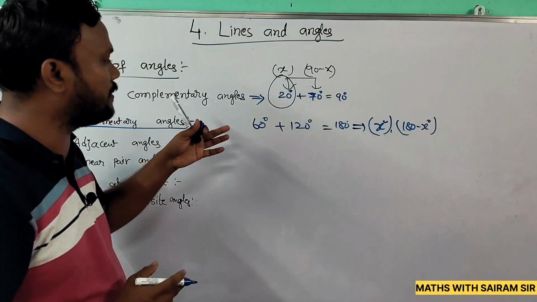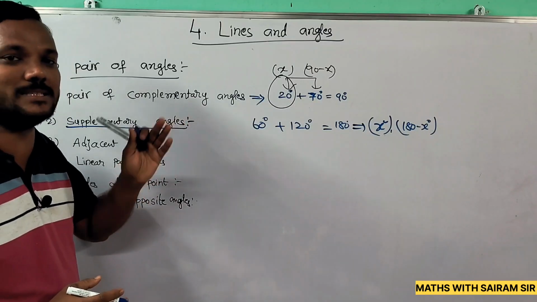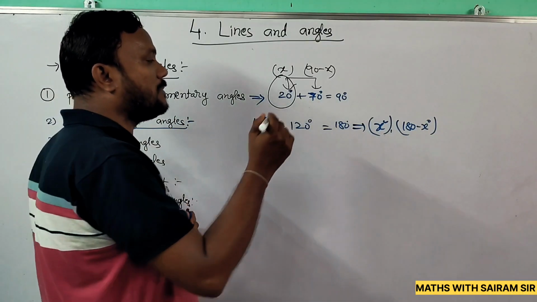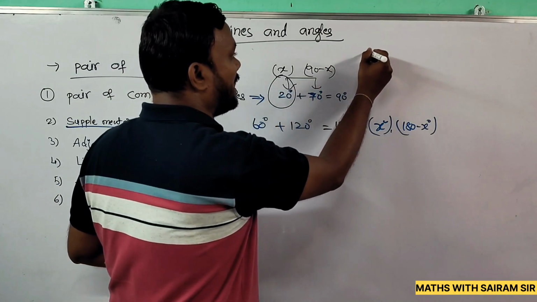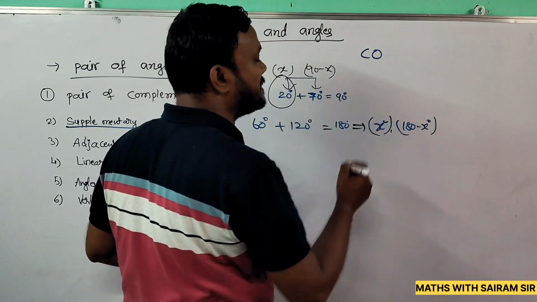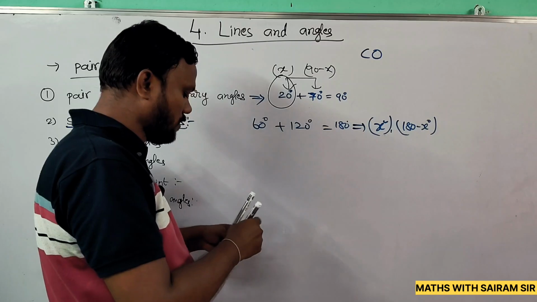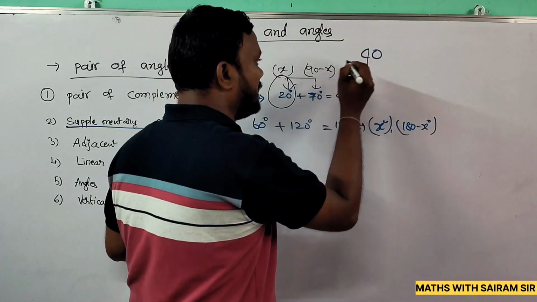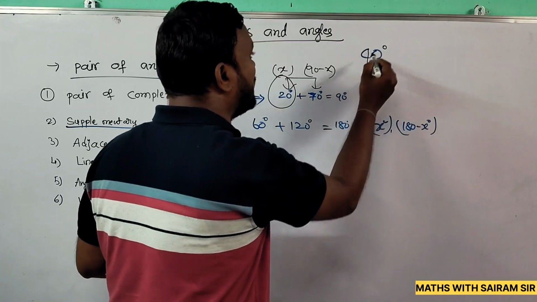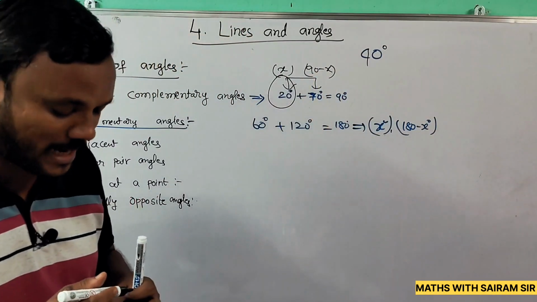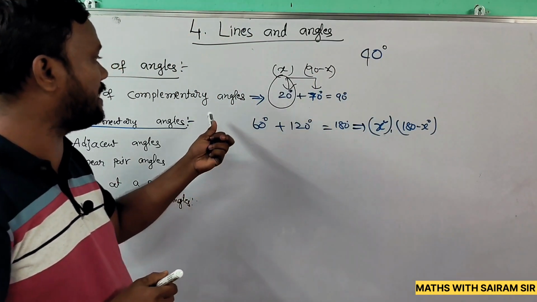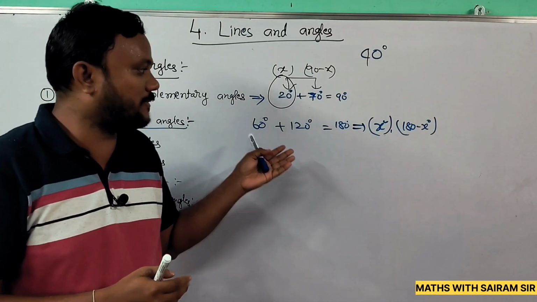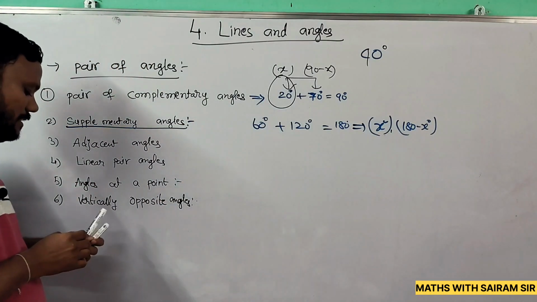Here, to avoid confusion between complementary angles and supplementary angles, we can remember it very easily. For complementary angles, if I take the word starting with CO, if I change it like this, it becomes 90. That means the sum of complementary angles is 90 degrees. If the complementary angles sum is 90, definitely the supplementary angles sum will be 180 degrees. That we need to remember.